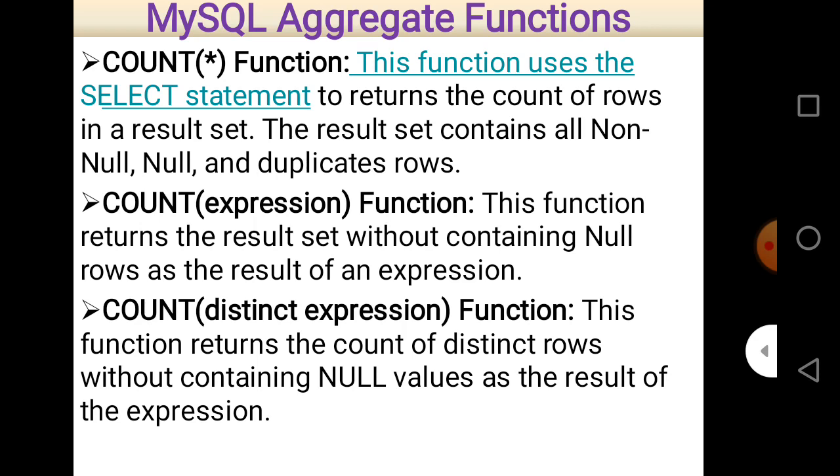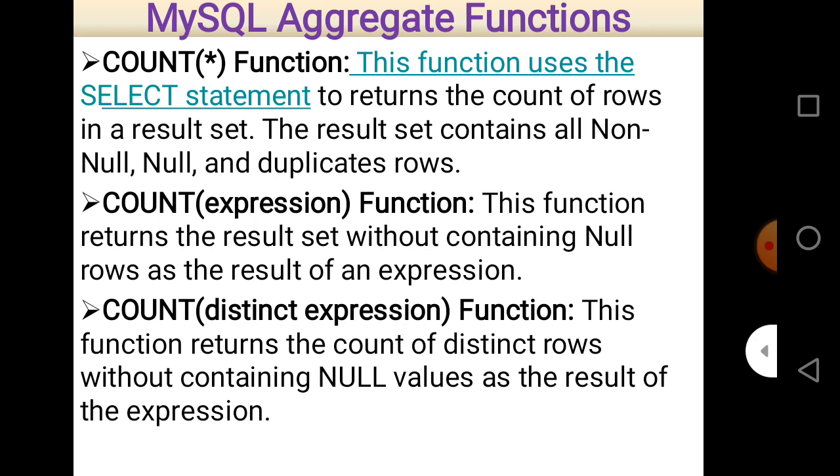The count asterisk function counts everything, whether the value is null or not null or duplicate. It counts the number of records, whether they contain null or not null, or whether they contain duplicate values or not. It counts each and everything. Whenever you put an asterisk sign within the parentheses of the count function, it simply means that it counts each and everything. It doesn't matter whether the value is null or not null or duplicate. It doesn't affect the counting.